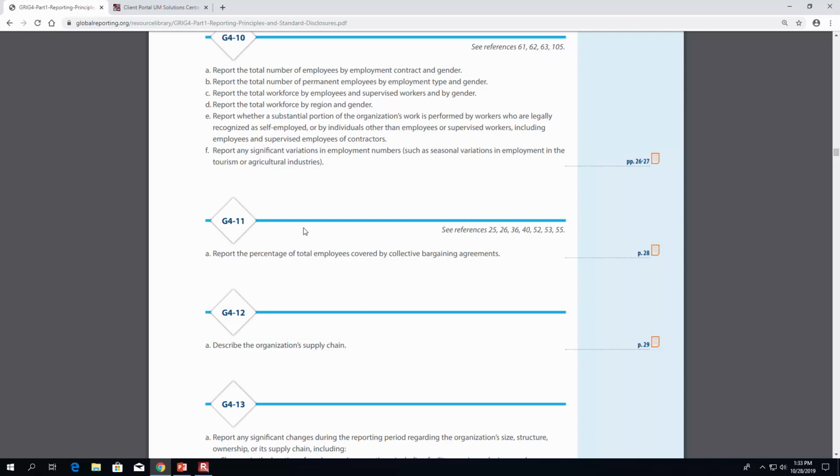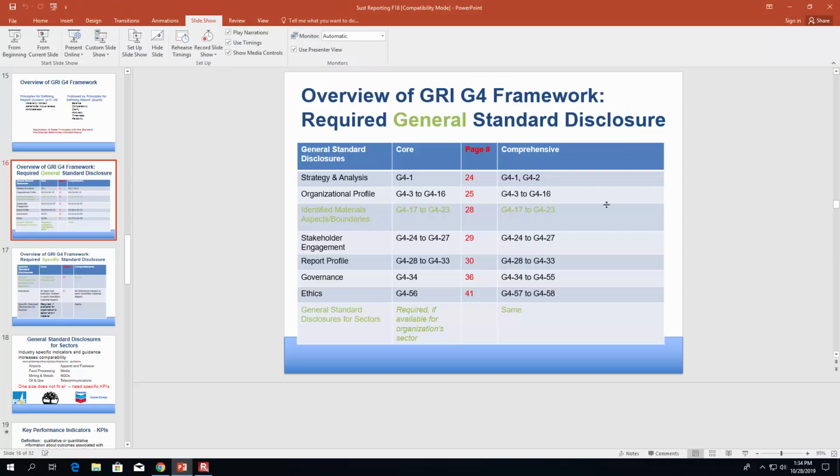Okay, let's go do one more from the generals, and then we'll go to the set called specific standard disclosures, because those are the ones you choose with your stakeholders. These they just tell you you've got to do. So let's go back and take a look at one more. Again, being mindful that it's different if you're reporting core or comprehensive. For comprehensive, you had to do 4.1 and 4.2. Core, you only had to do 4.1.